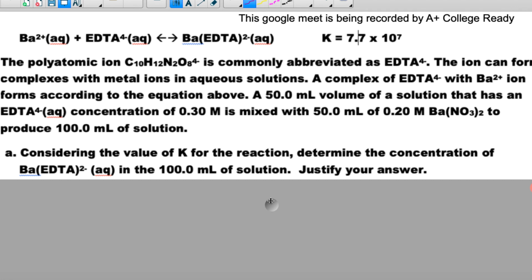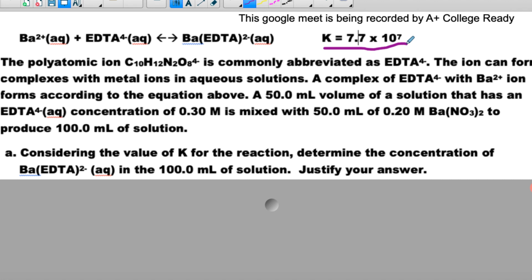Considering the value of K, determine the concentration of the barium EDTA complex ion in the 100 mL of solution. Justify your answer. Well, we talked about this before. This is an example where they give you the value for K, and they're saying, hey, what do you think about it? Well, K here is not just greater than 1, it's 77 million.